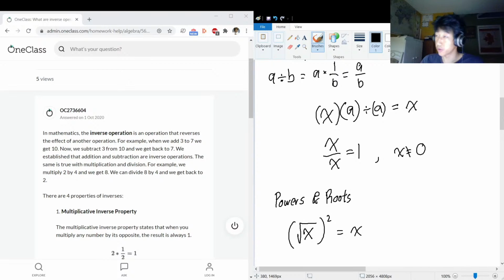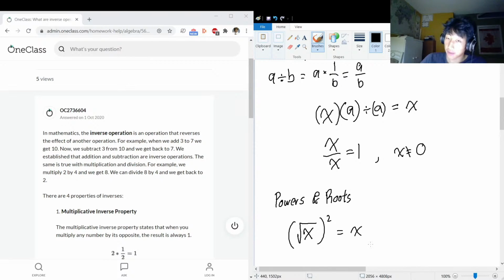To undo the root, you square it. Now the order matters a little bit, because the result of the root is going to be plus or minus. That's a little bit complicated, but a lot of the time you can tell from the context of your question if it's going to be plus or minus.